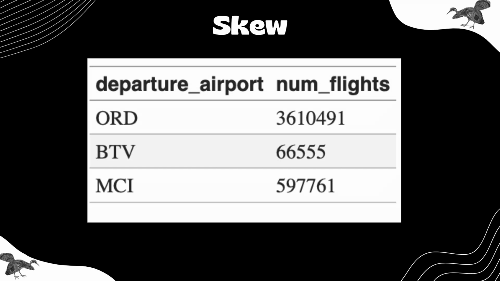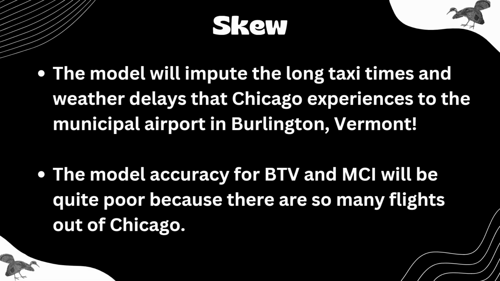As you can see in this example, ORD airport contains most of the data for the bucket. So when the model learns from this bucket, it's likely to learn more from ORD than from the other airports in the same bucket. This is similar to the imbalanced training problem we discussed in the first video.